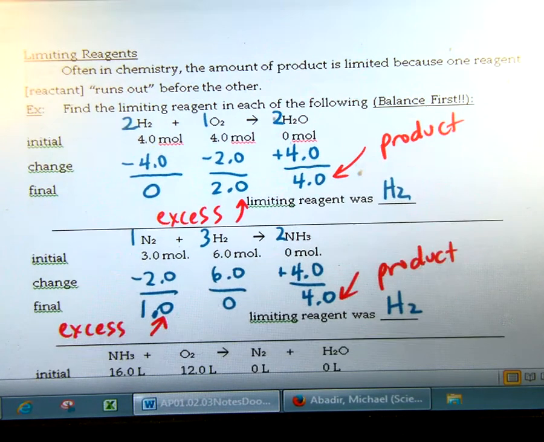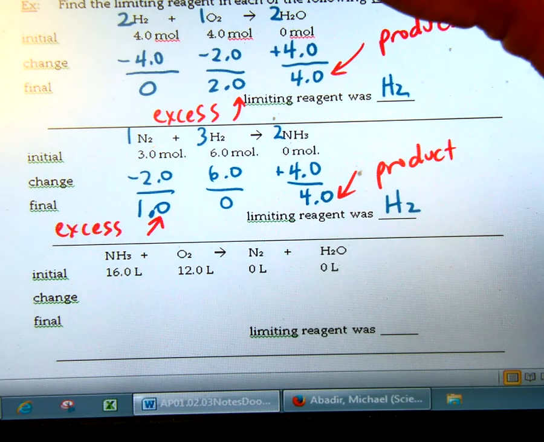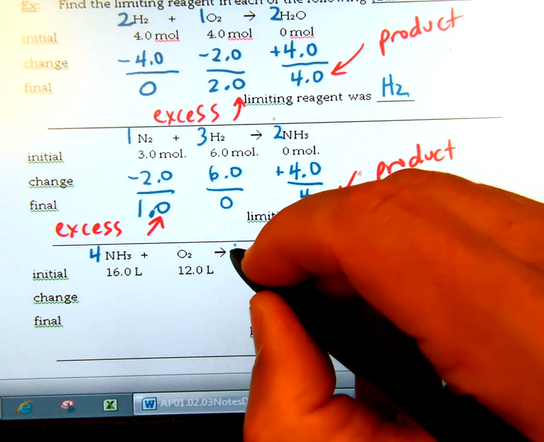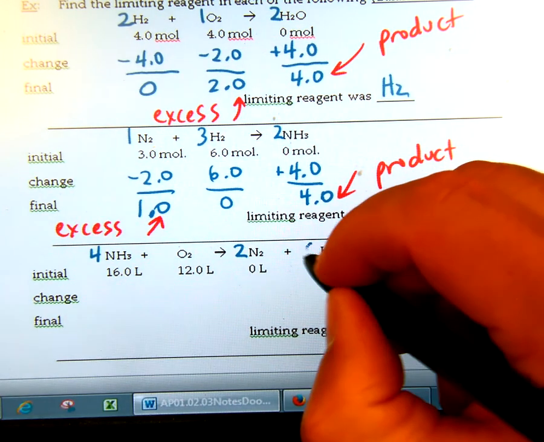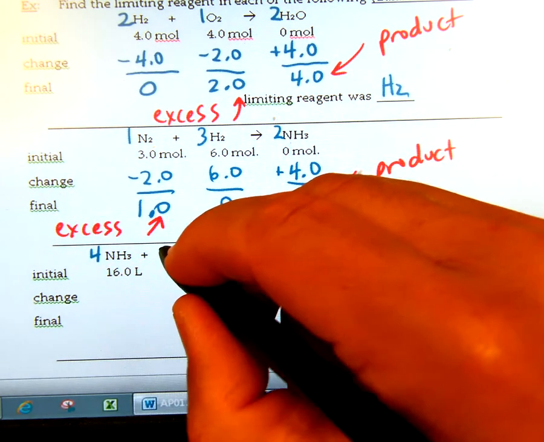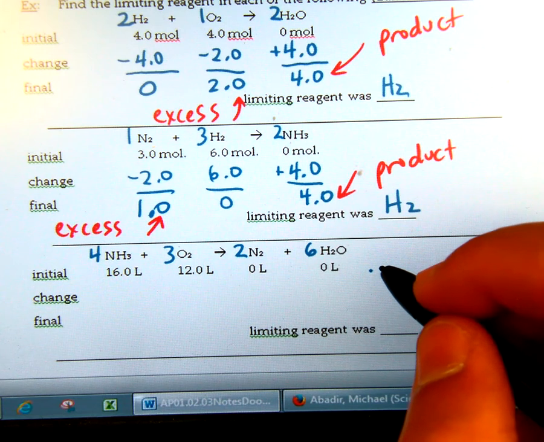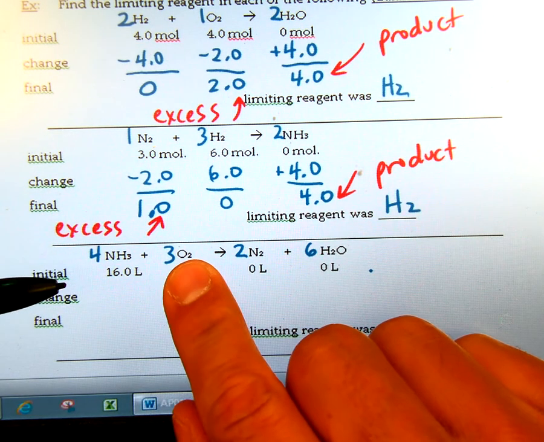If you move on to the next equation, you're going to need to do some balancing on this, and when you're all done with the balancing, you're going to find out that this is going to be a 4 for that ammonia, which makes a 2 for the nitrogen. 12 H's is going to be a 6 for the water, and then a 3 for the oxygen. Now we're going to, again, figure out which one runs out. Let's guess the ammonia. We're going to cover up the oxygen.